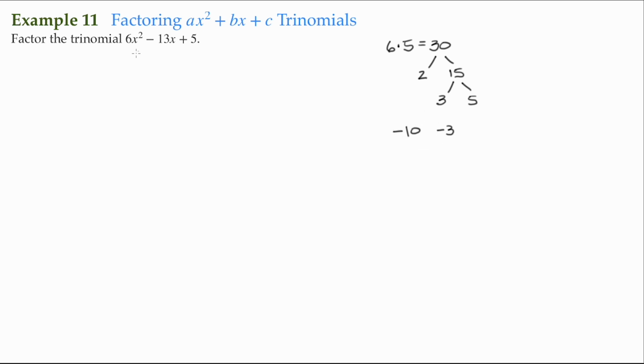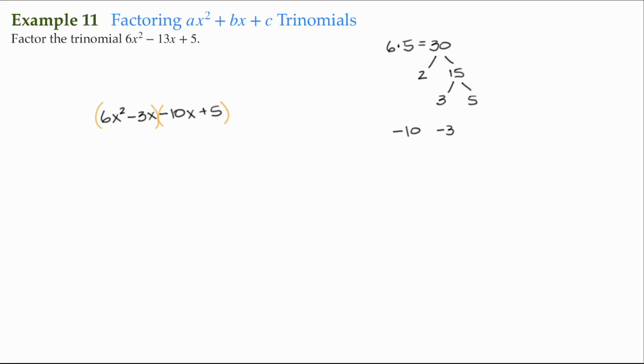So now that I have them, I'm going to rewrite my trinomial, my 3-term expression here, as a 4-term expression. I'll write it as 6x squared. And I'm going to use negative 3x because I like to keep those terms, when I group them together, so that the terms have something in common. Then negative 10x plus 5. And I'm sure we can agree that negative 3x minus 10x is negative 13x. So now I can group them. Make sure that you keep the sign of the first term of the second group there.